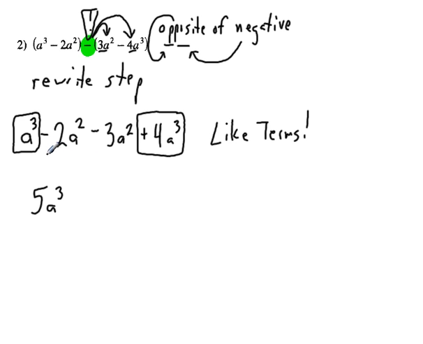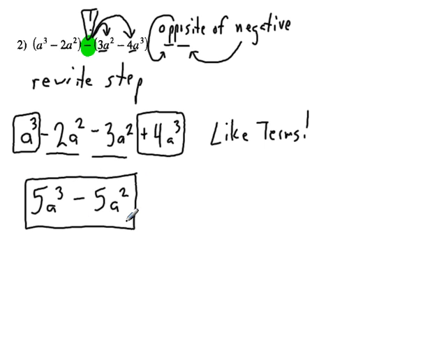Now the ones I have left are both a to the second powers. Negative 2 minus 3 more of them is negative 5a to the second power. You can stop there. You're done. You can't combine a to the thirds with a to the seconds. And that problem is finished. But pay particular attention when you see that negative sign in the middle.